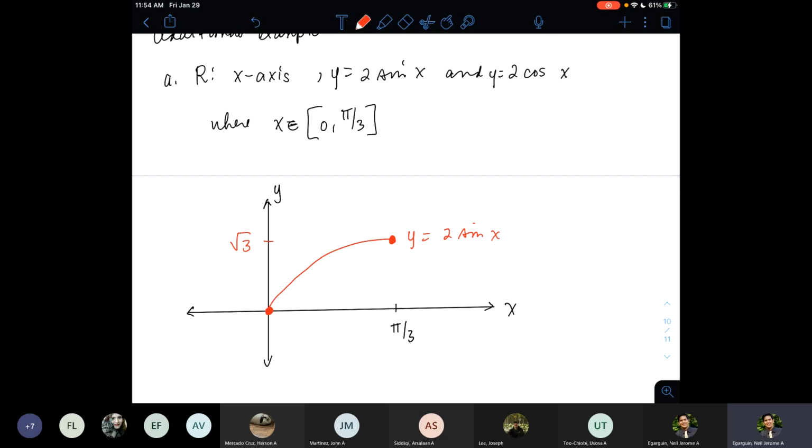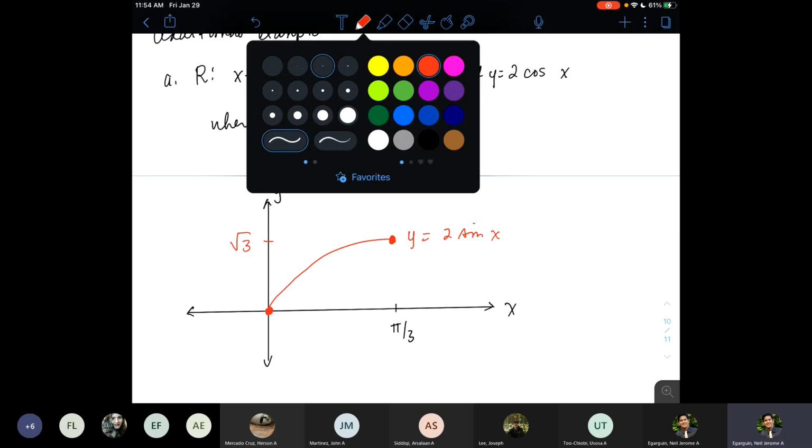So that's the portion of the sine curve. If you want to continue, the sine curve will look something like this all throughout the interval, but there's no need for the entire graph. I'm only interested from 0 until pi/3. And then I'll go with the cosine. Cosine of 0 is 1 times 2, so that means 2 could be here.